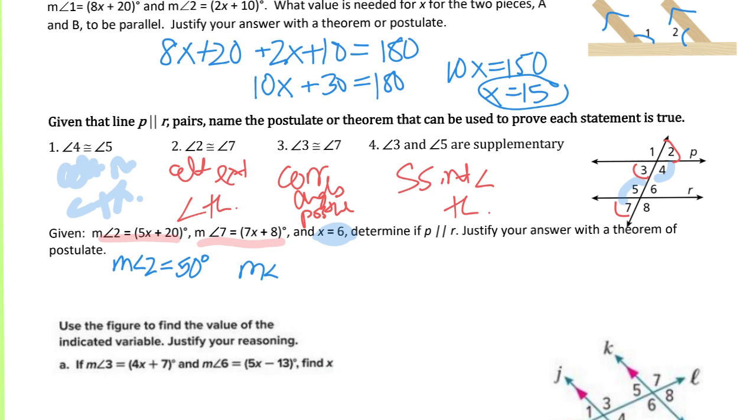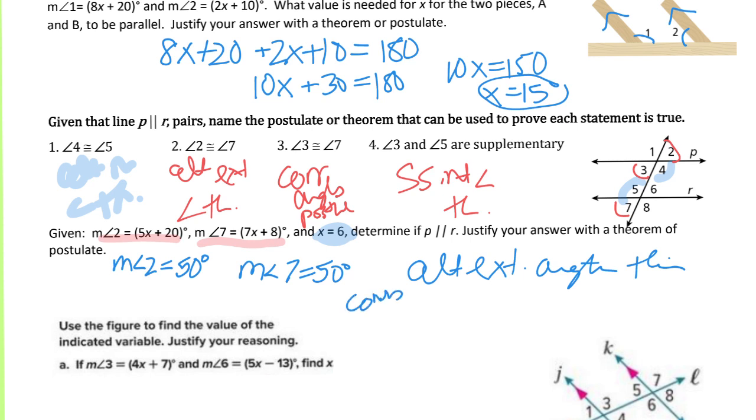Okay, so what they're telling us is, if we know that the measure of angle 2 equals 50 degrees, and we know that the measure of angle 7 is also equal to 50 degrees, what do we know? Well then we know that P and R have to be parallel. Why? Because of the alternate exterior angles theorem. And technically, this would be the converse, wouldn't it? Why? Because if you know the angle sizes, then we can work backwards and say, therefore, the lines have to be parallel to each other.